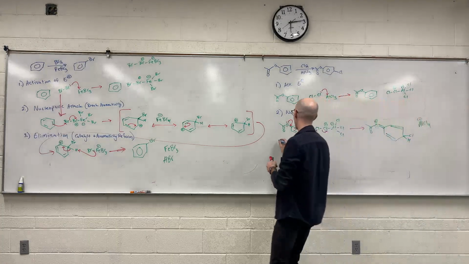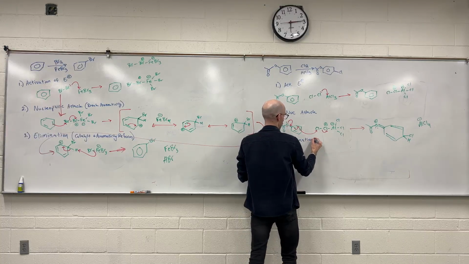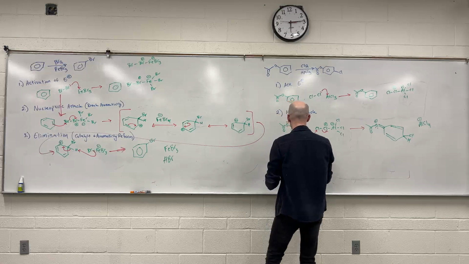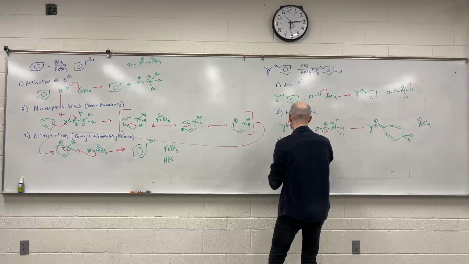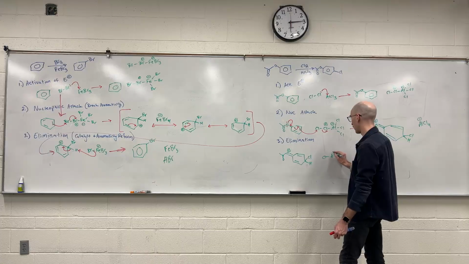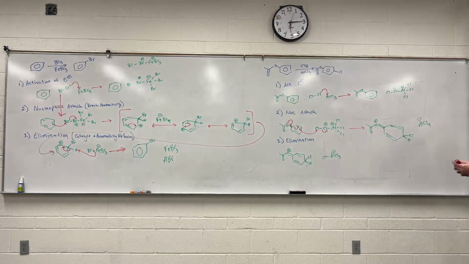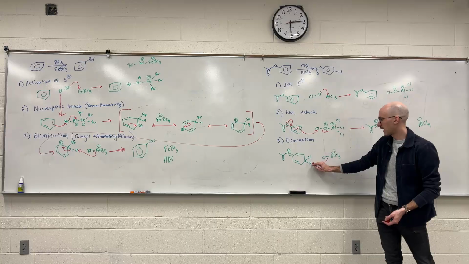What's my last step? Elimination, which means I'm going to have to break a carbon-hydrogen bond. I'm going to have to reform my catalyst. So I'm going to have to break a chlorine-aluminum bond as well. The Al-Cl bond is taken by chlorine and attacks the hydrogen.